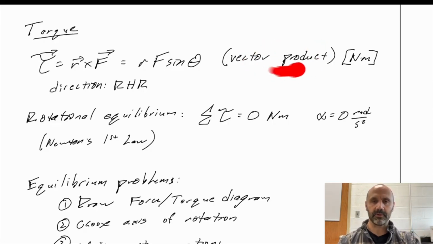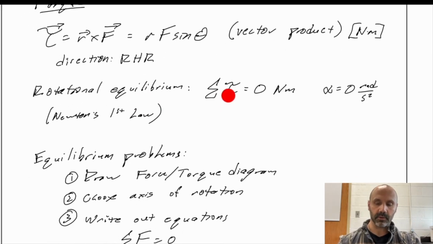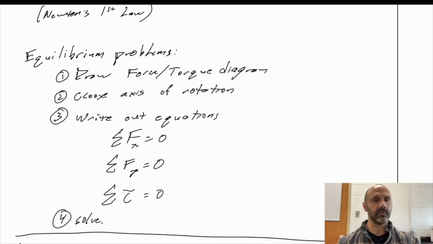So just to think about it that way, a vector product is just a way of combining two vectors that gives us another vector. Rotational equilibrium. This is Newton's first law. The whole idea is that the net torque would be zero, and therefore the angular acceleration would be zero. It's very simple. Equilibrium problems. So you get situations where something is in static equilibrium, or total equilibrium. That means translational equilibrium and rotational equilibrium.